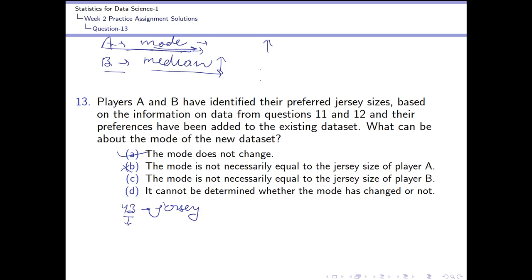Option C, the mode is not necessarily equal to the jersey size of player B. This option is right because B has ordered the median of jersey sizes, and median and mode need not be equal all the time. So we cannot say that the jersey size of B, that is the median of the jersey sizes, is equal to the mode of the jersey sizes. That is not necessarily equal. So option C is right.